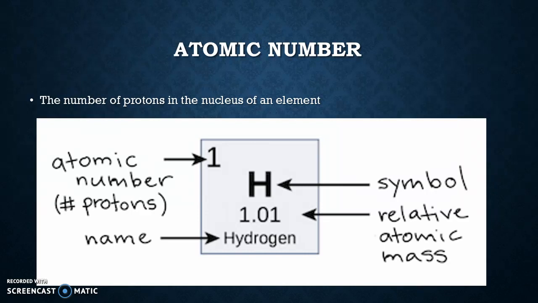So remember, if it's neutral, your atomic number will give you your protons. That means that you have the same number of electrons when it's neutral. So for instance, carbon is 6. So 6 protons are in carbon. So you'll have 6 protons or 6 electrons in carbon as well.